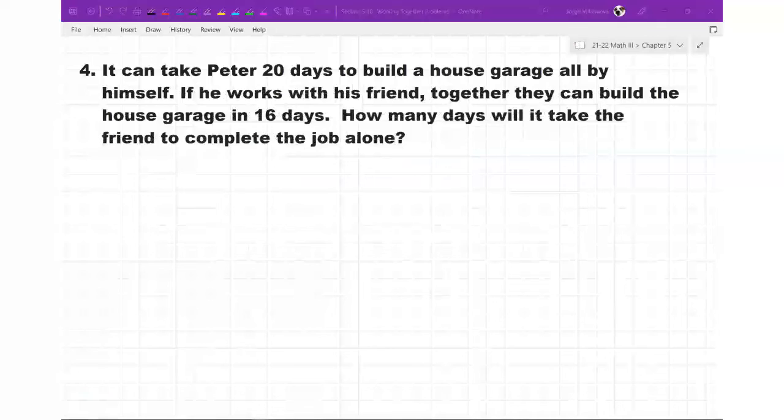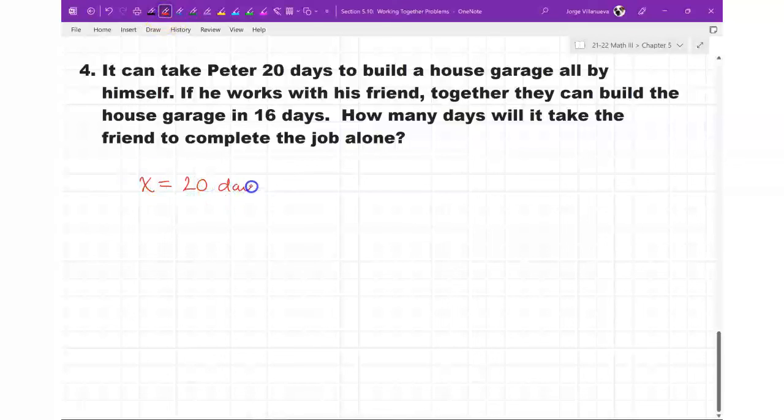All right, so question 4, it can take Peter 20 days to build a house garage all by himself. If he works with his friend, together they can build the house garage in 16 days. How many days will it take the friend to complete the job alone? So, one of them is 20 days. Together, 16 days. Okay? So they say how many days will it take the friend to complete the job.